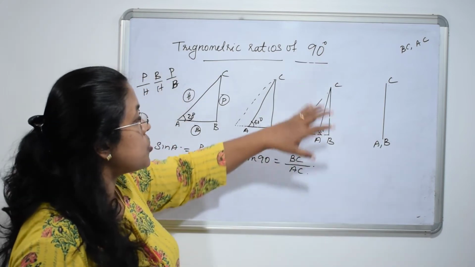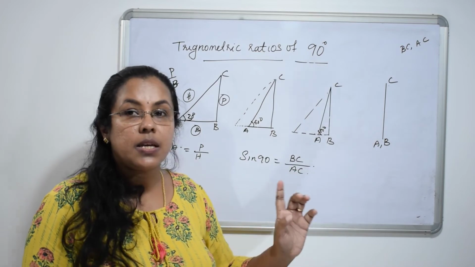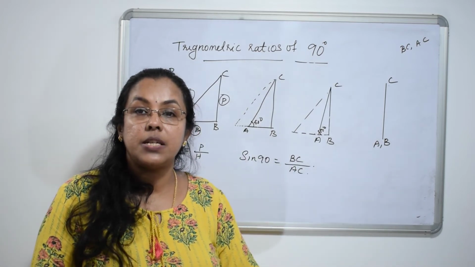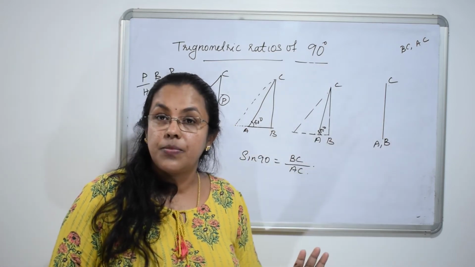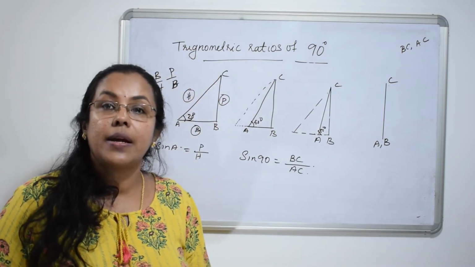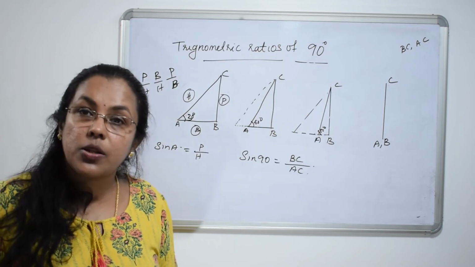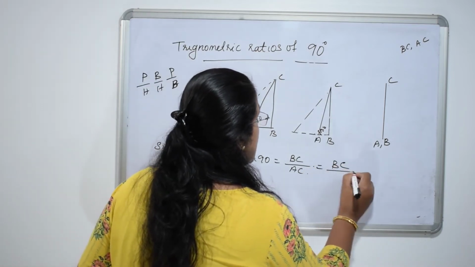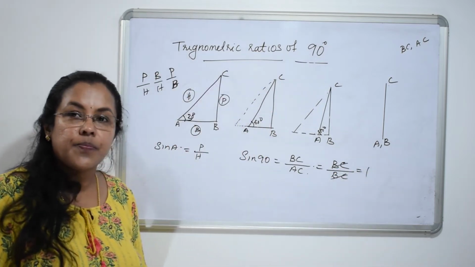What happens to BC and AC? When A becomes 90 degrees, the vertex A coincides with B. That means the length of AC is equal to the length of BC. So what can we write? We can write it as BC by BC, that is equal to 1.